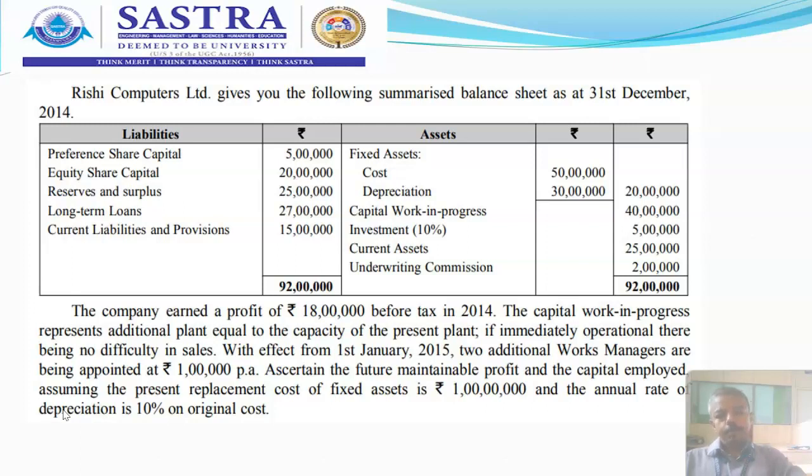And then step 2, take the number of years of purchase which is given in the problem, and then calculate the value of goodwill by multiplying the number of years of purchase with the future maintainable profit.